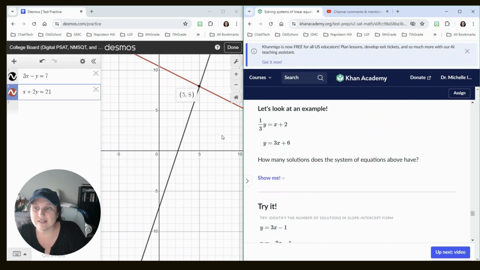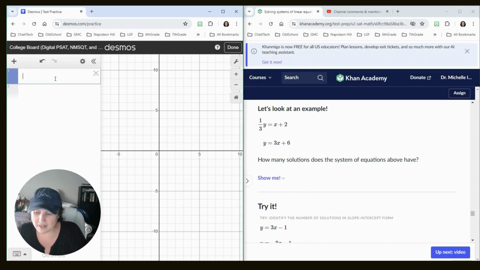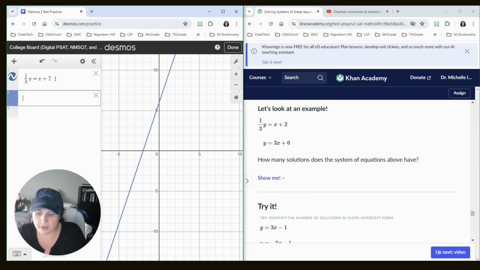How many solutions does this system have? Well, let's type it in. 1 divided by 3, use the arrow key to get out. X plus 2y equals 3x plus 6. And look, the blue line and the green line are the same. Infinite number of solutions.